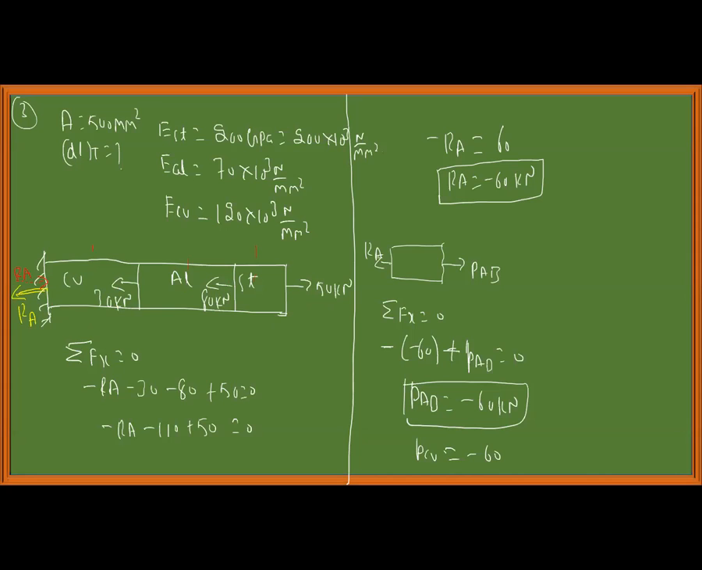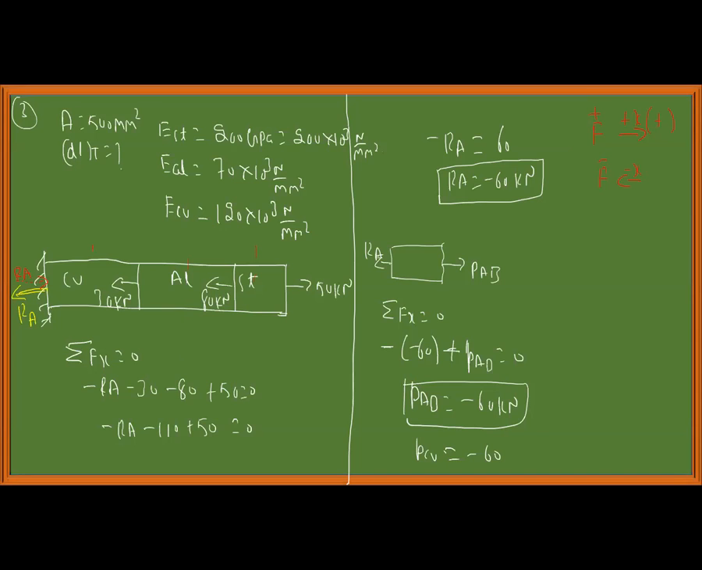Since R_A is acting towards the left-hand side, according to my sign convention, forces acting in the positive x direction are positive, and forces acting in the negative x direction are negative. This is the convention I followed. Then minus of minus R_A, that is minus of minus 50, whatever we got, minus 60 will be plus 60, and P of A will be minus 60 kilonewton. So by this I completed one more problem, two problems today.